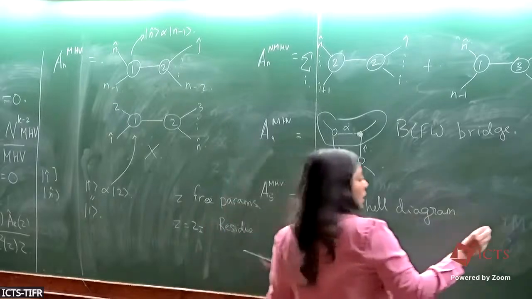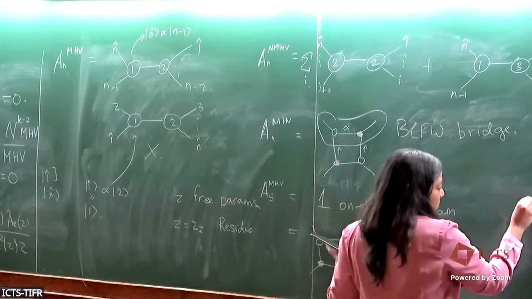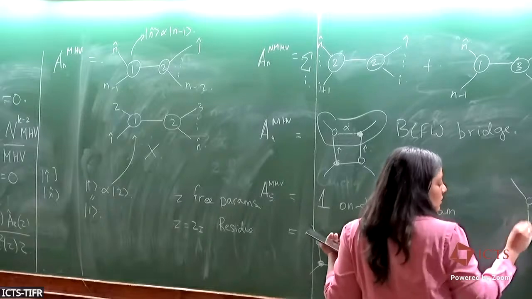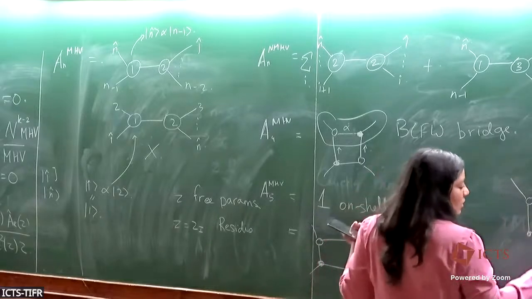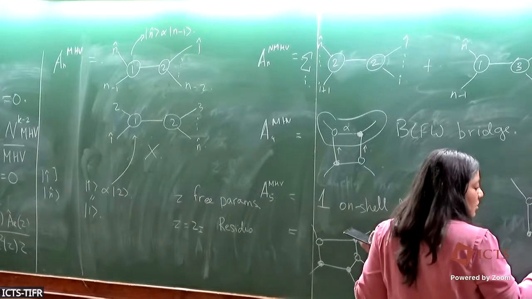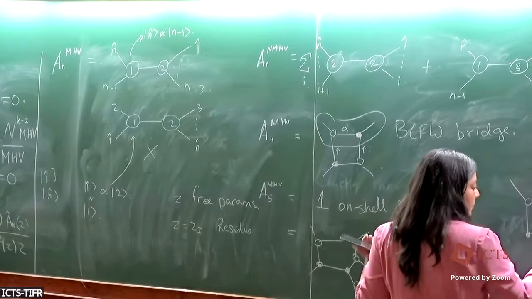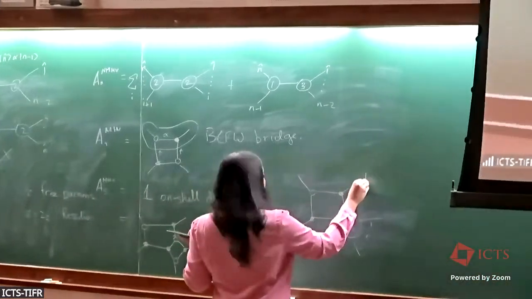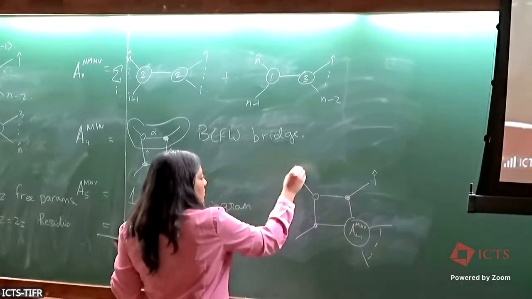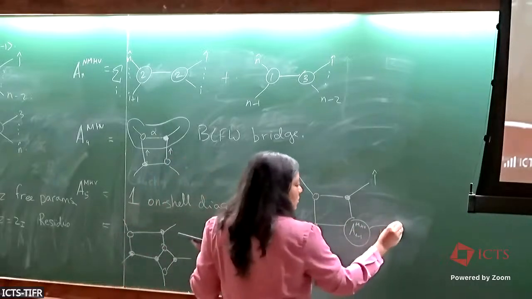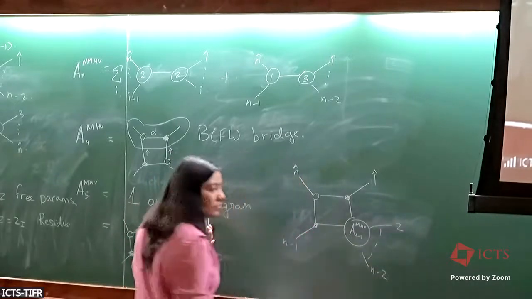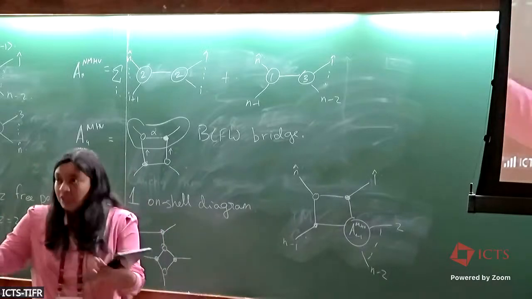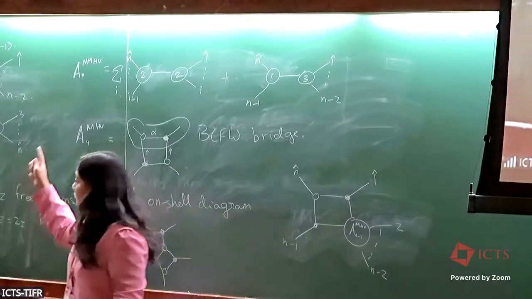So any MHV amplitude can then be written as this. This is anti-MHV. This is a big n-1 MHV blob. Actually, let me see. So this is 1, n-1, 2, n-2. So this allows you to write down a bunch of Playbig graphs, one for each MHV amplitude.